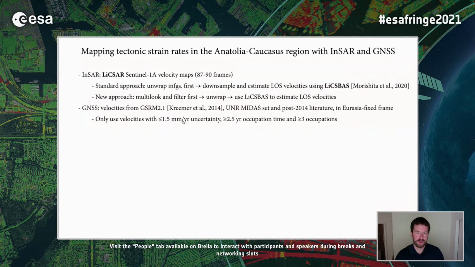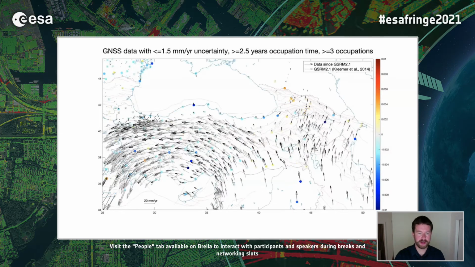So we have methods of culling stations with a high horizontal or vertical uncertainty, or we throw out stations that were not occupied for at least 2.5 years, or weren't occupied at least 3 times if it's campaign. So when we do that, this becomes that. So you can see it starts to clean it up. And by the way, the colors are verticals.